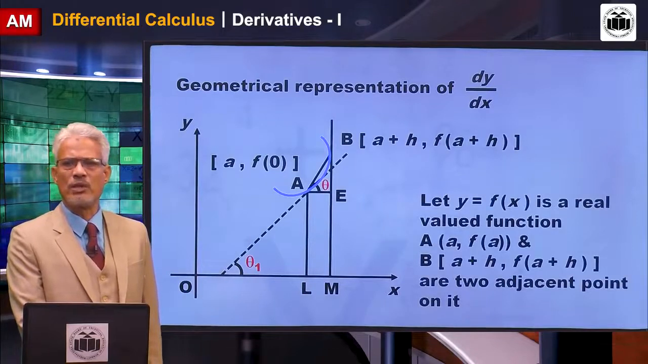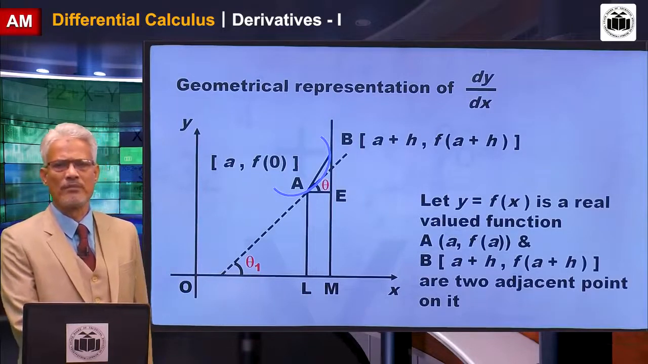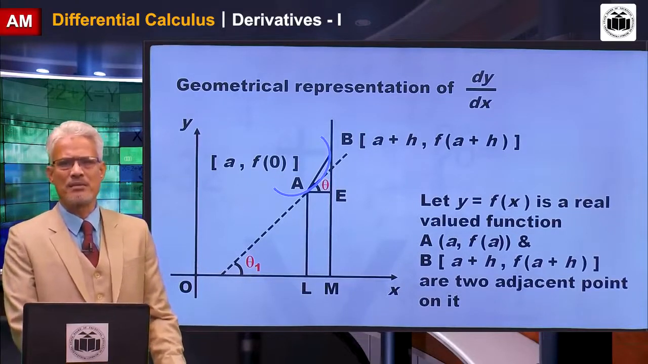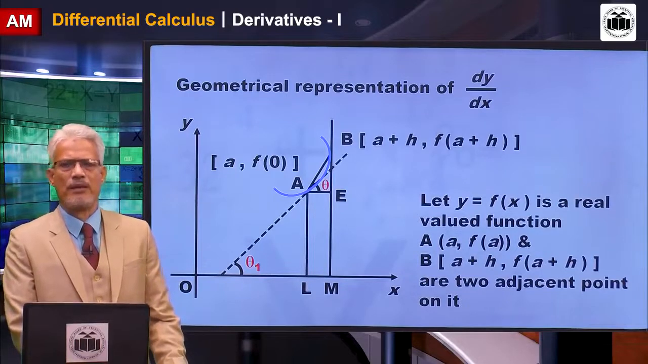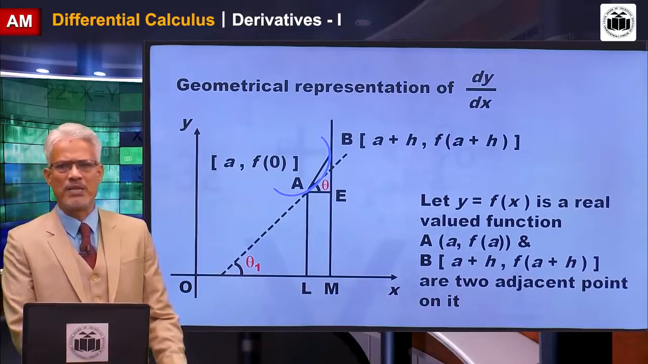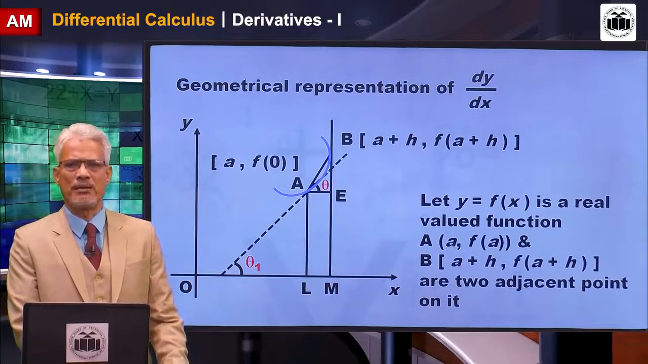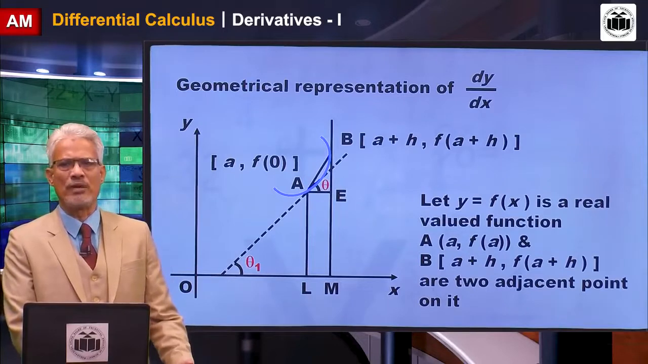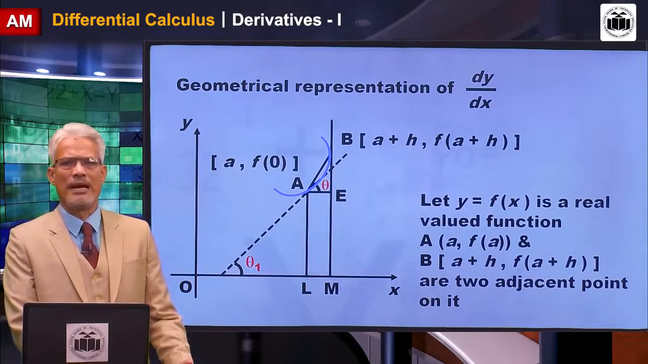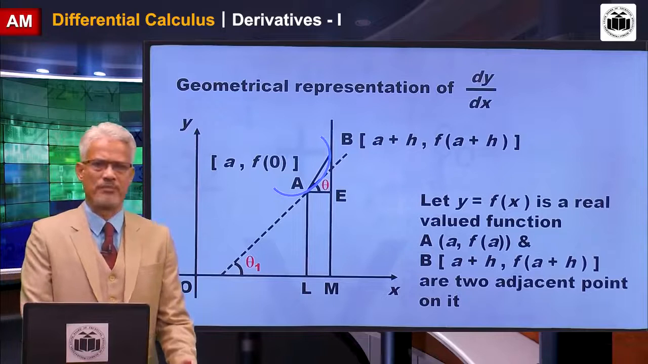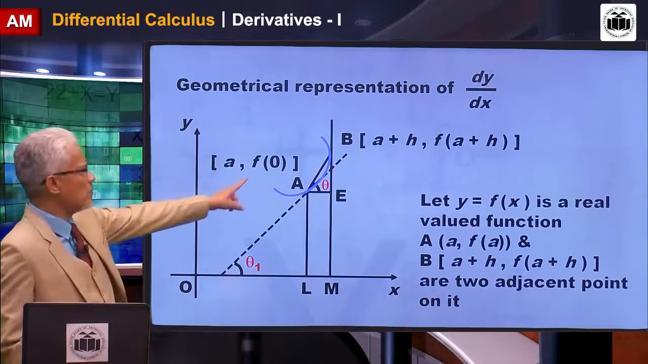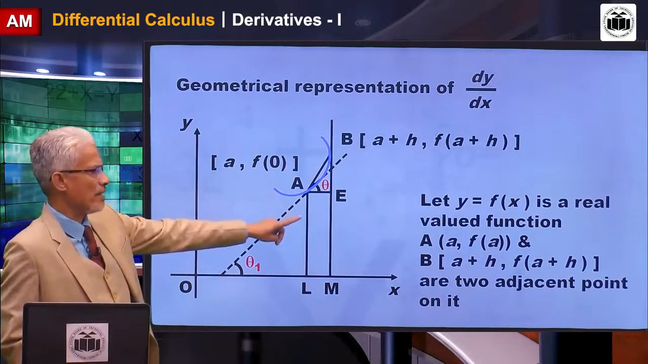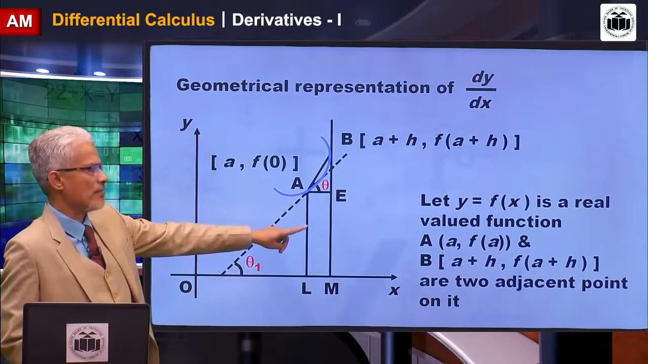Let us consider y is equal to f(x) is a real valued function. What is a function? Any mathematical expression is known as a function. All the mathematical expressions other than linear represent a curve. That's why we are representing the function y is equal to f(x) through a curve, and A and B are two distinct points on the curve. These are the adjacent points, close points, and the coordinates of the points A and B are (a, f(a)) and (a plus h, f(a plus h)).